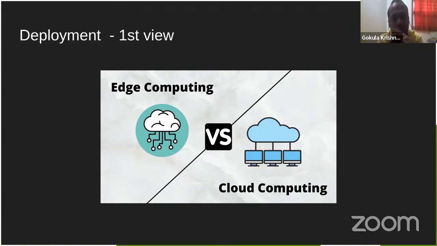There are actually two ways you can see a deployment. One is what is being presented here. In this you have two categories, which are called edge computing and cloud computing. Many of you might know this already, but I just want to reiterate it. A great example is what we showed right now.